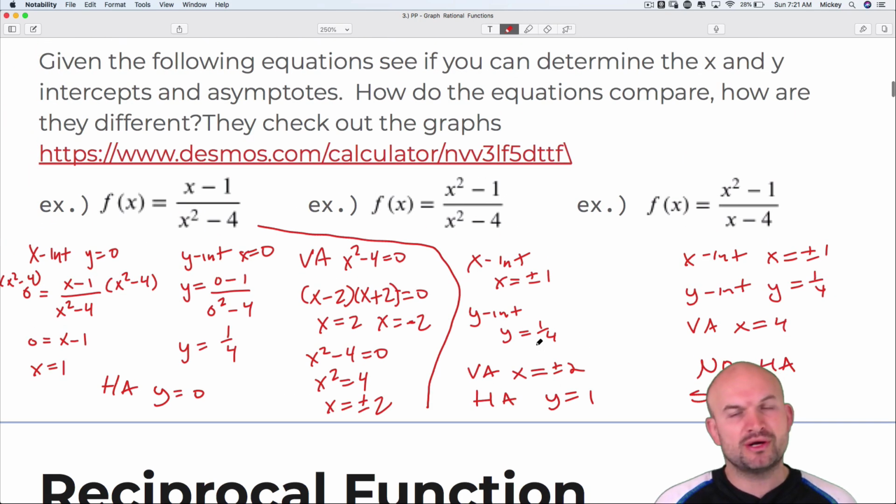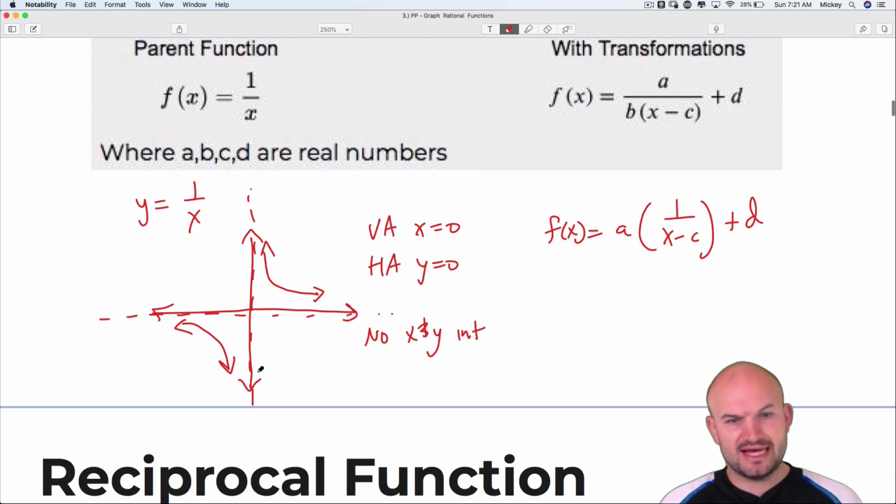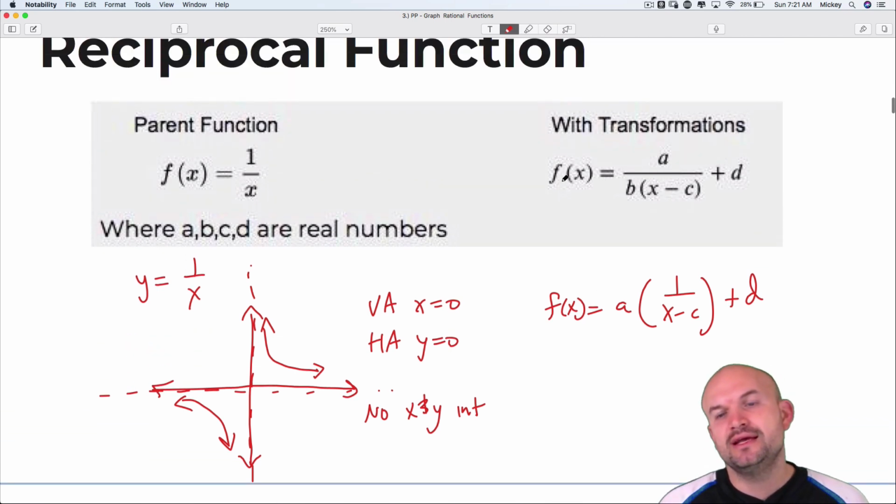They had x's in the numerator and denominator, but this good old reciprocal function just had a variable in the denominator. We had the parent graph here, where it looks like this hyperbola, with a horizontal asymptote at y equals 0 and a vertical asymptote at x equals 0. They do not cross, and there are no x and y intercepts. Here's the equation with all the transformations.